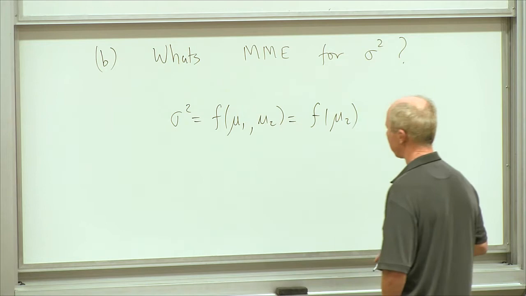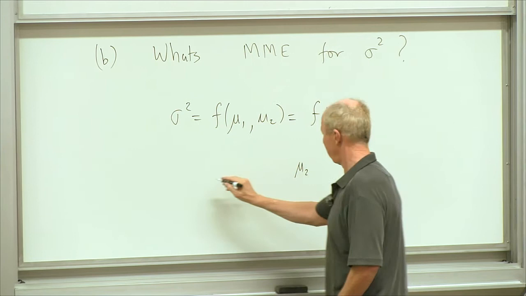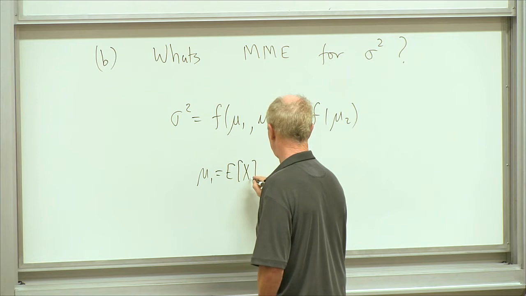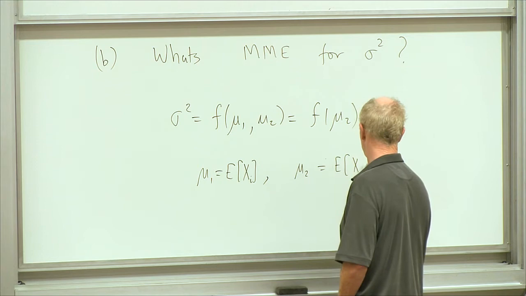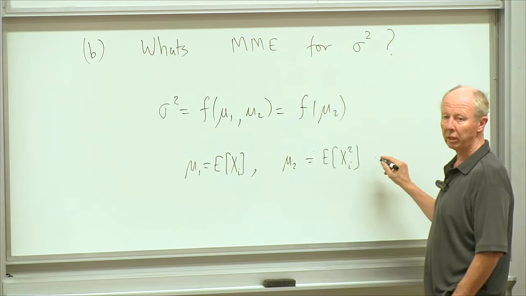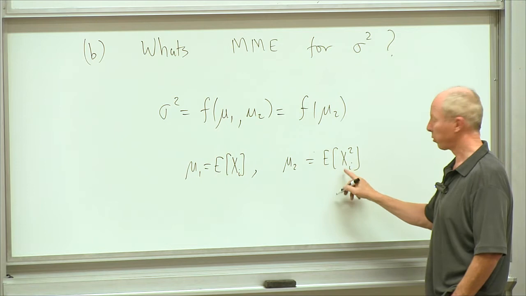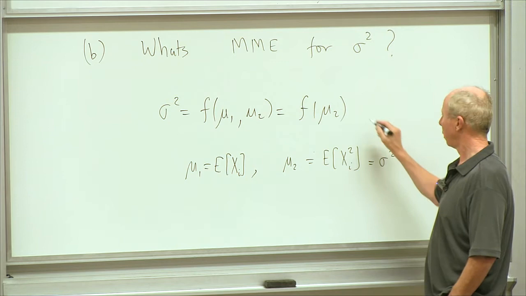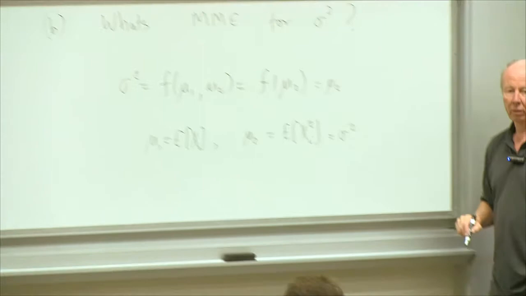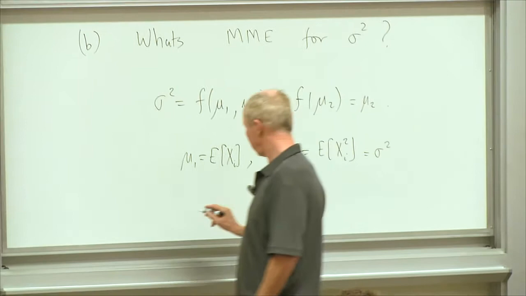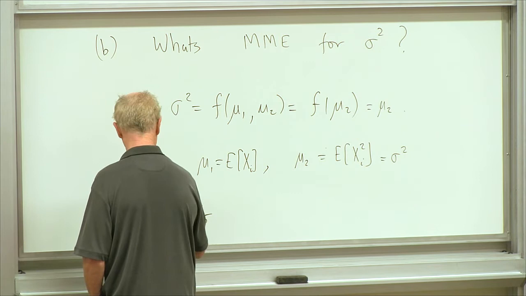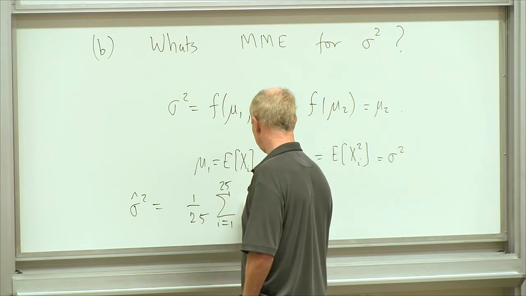Mu 2 is... 0. What's the mean of this random variable? 0. So this would be the variance of xi, so it's sigma squared. So f of mu 2 is just mu 2. So that means that the second statistical moment is the MME.